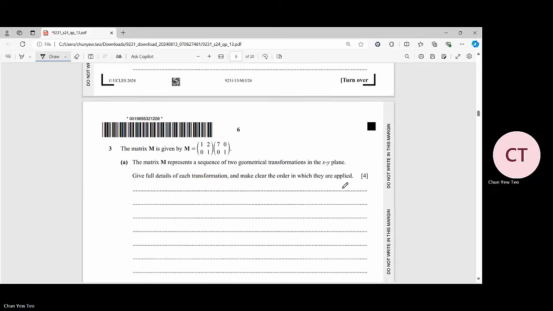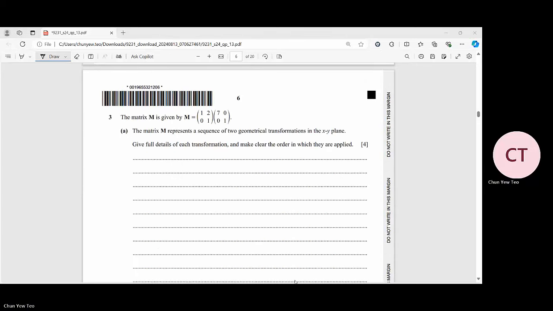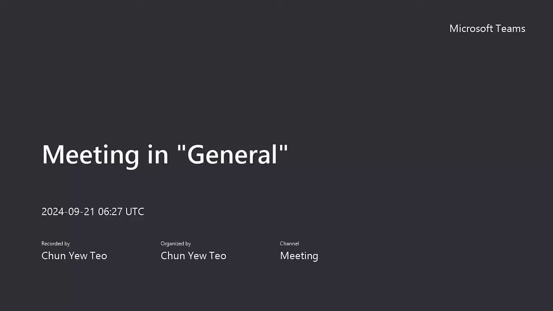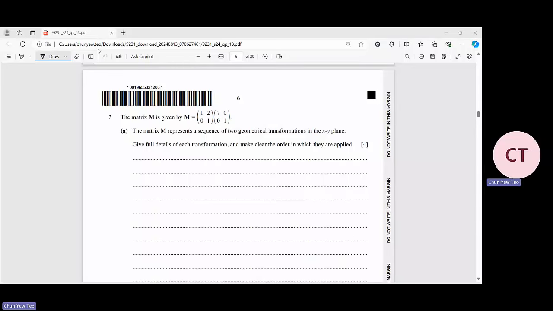Moving on, we have question number 3. Now we take a look at question number 3. The matrix M is given as the product of two matrices here, and these two matrices represent the sequence of two geometrical transformations in the XY plane. They want you to give a full description of each transformation and make clear the order in which they are performed. Over here, you need to understand that the one at the most right-hand side is the first one, and then followed by the other.